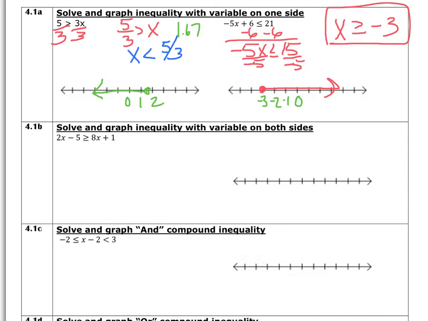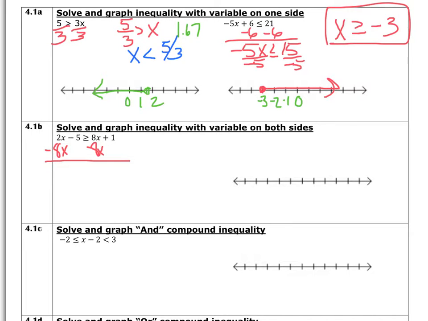4.1b, we're going to solve and graph inequalities when there's variables on both sides. So in this inequality statement, we can start it one of 4 ways. I'm going to actually choose here to move the 8x over to this side. So I'm going to subtract 8x from both sides. Now be careful, when you subtract in an inequality, you do not change the inequality symbol. Keep that just like it is. It's only dividing and multiplying by a negative.